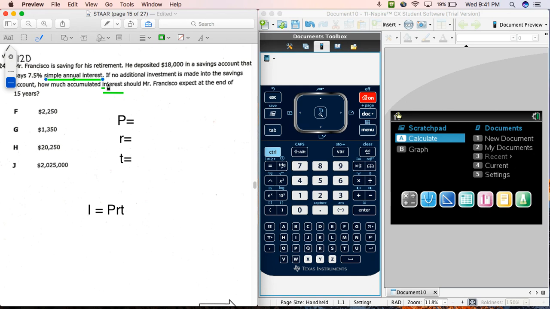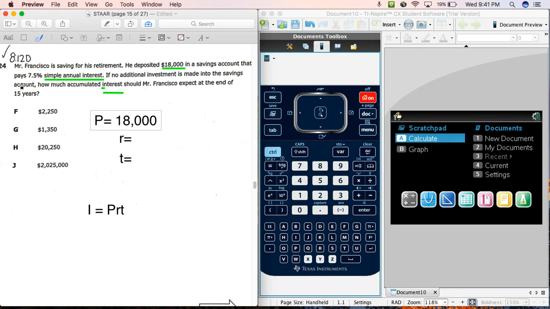So what we're going to do now is see if we can find our variables. It says he deposited $18,000. So I know this $18,000 is what Mr. Francisco started with. That would be my principal value. So I'm going to put 18,000.